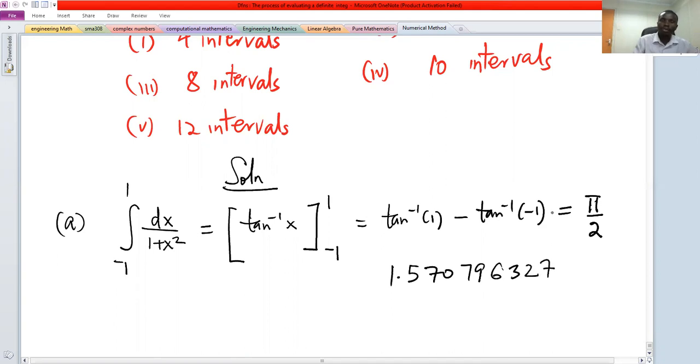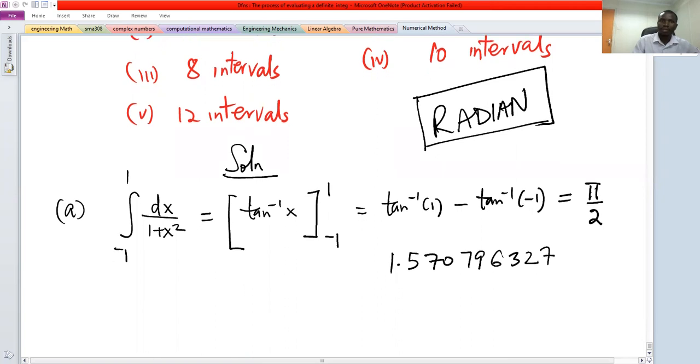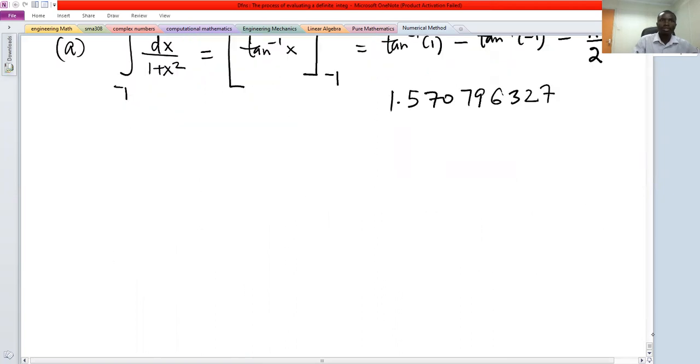Remember to do this computation, ensure that your mode is in radian. The mode of your calculator must be in radian for you to get the correct value. If the mode is in degrees, you'll get a wrong answer. That's a very key element that you must always remember when it links to trigonometric functions.